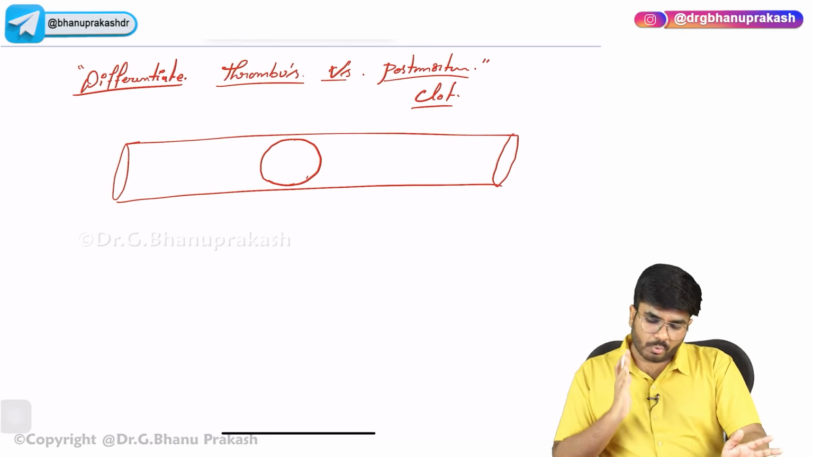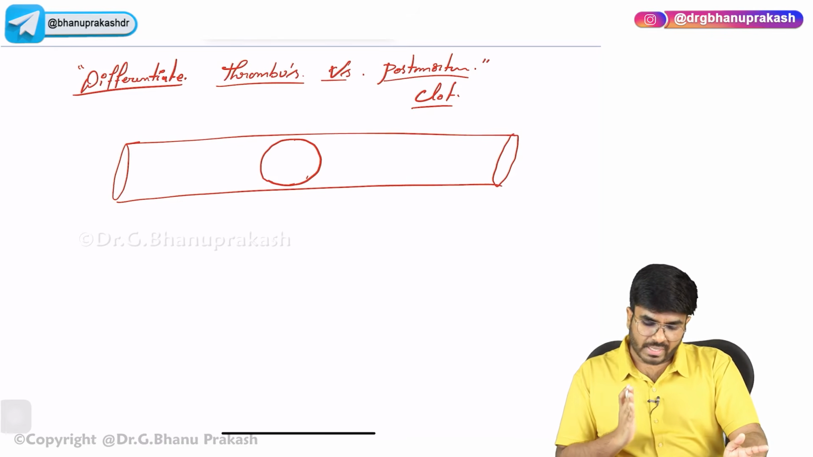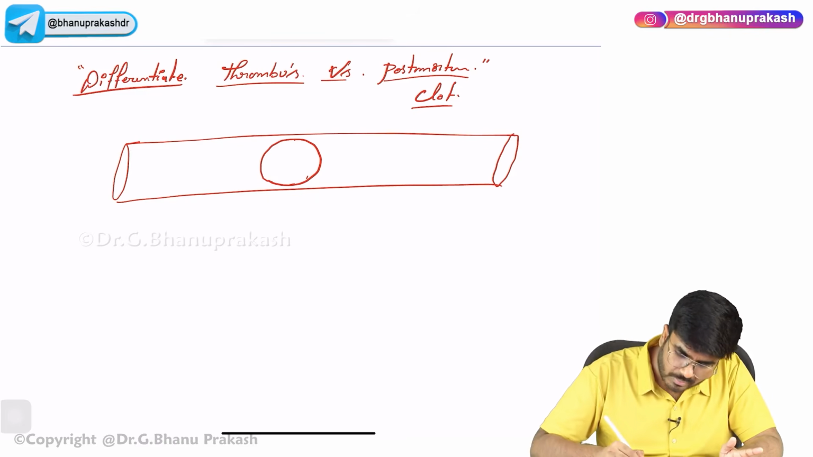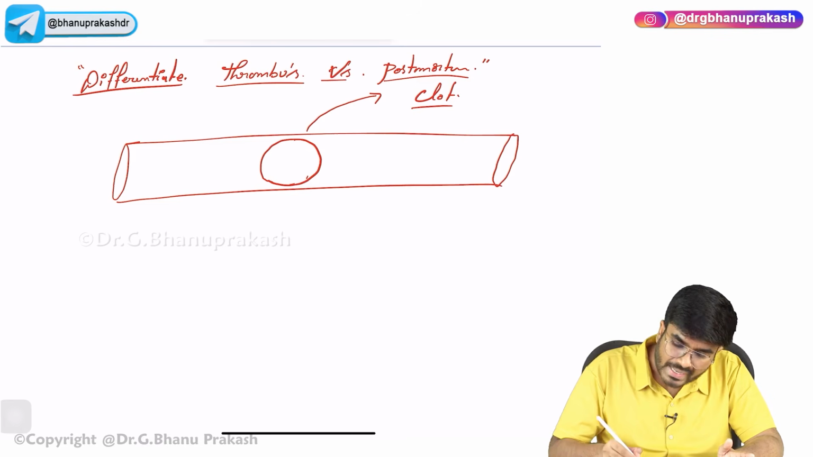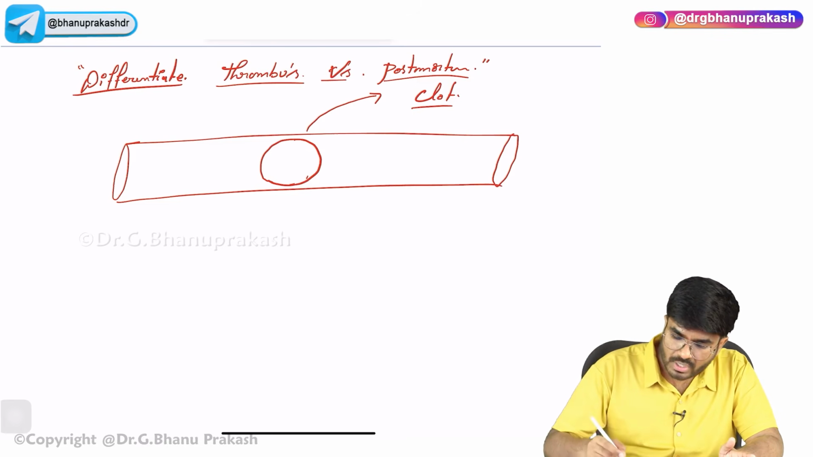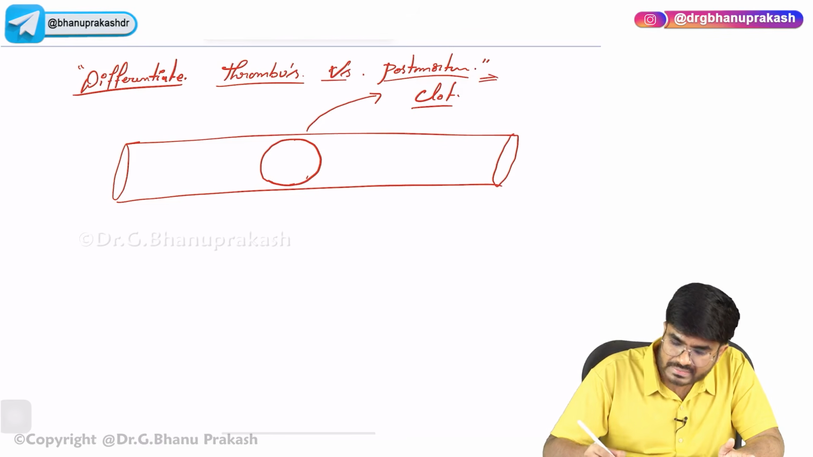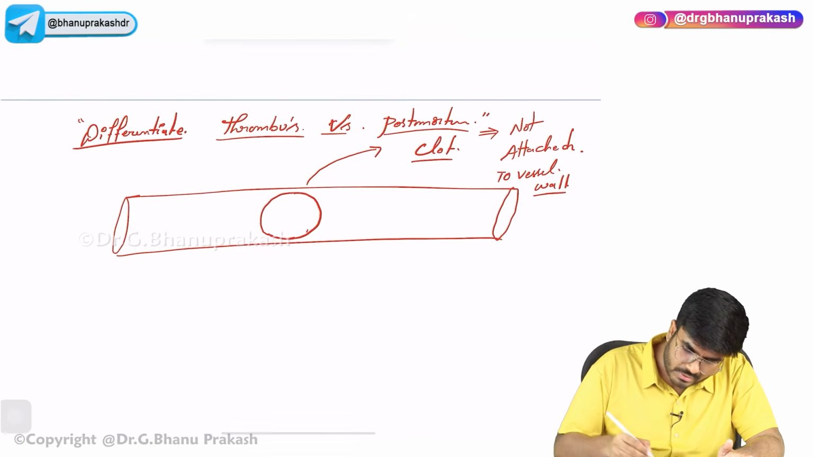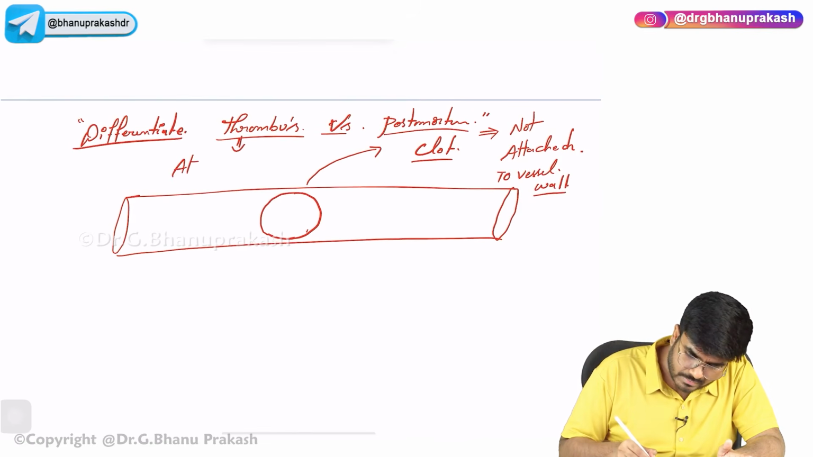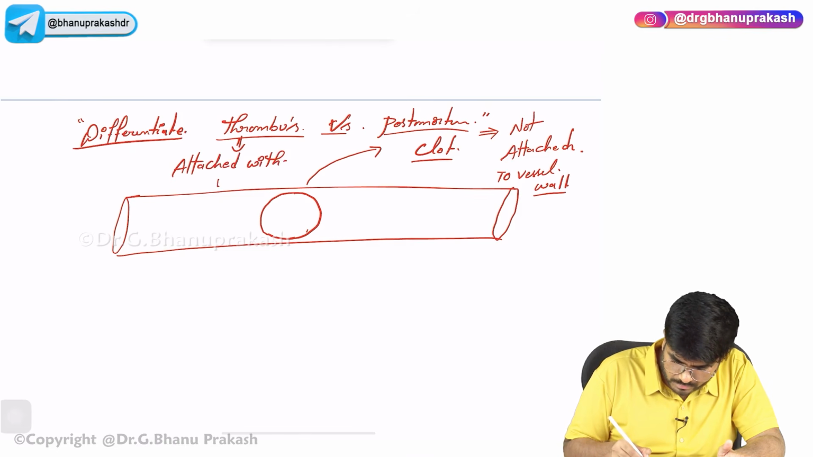The moment I am looking at it, I can simply say this is a postmortem clot. This is not a thrombus. How can I say? See, it is not attached to the wall. Postmortem clots, which usually form after the death, are not attached to the vessel wall. But the thrombus is usually attached to the vessel wall.